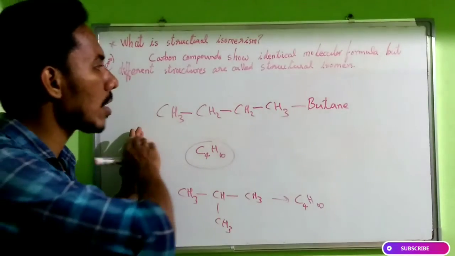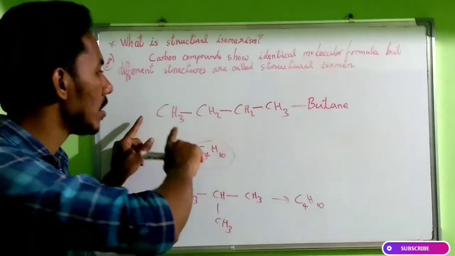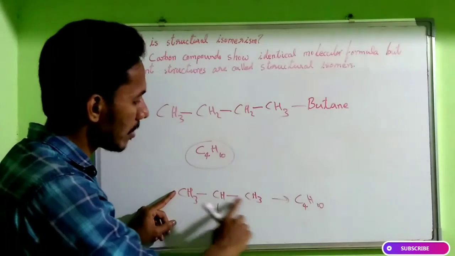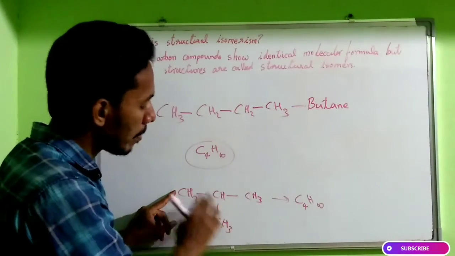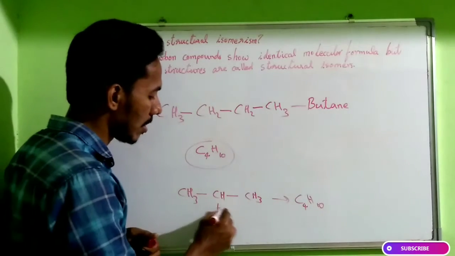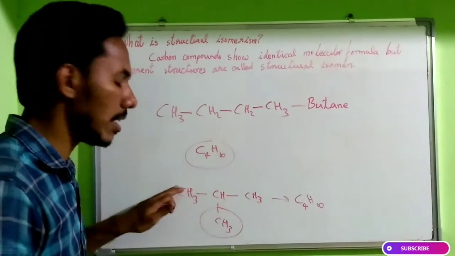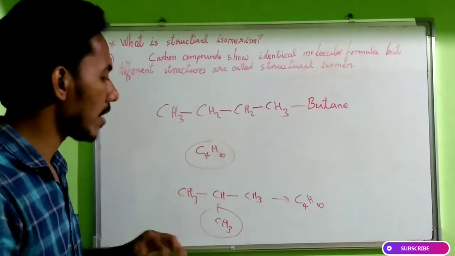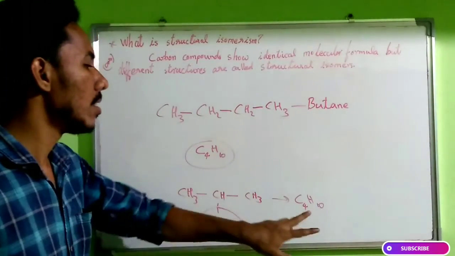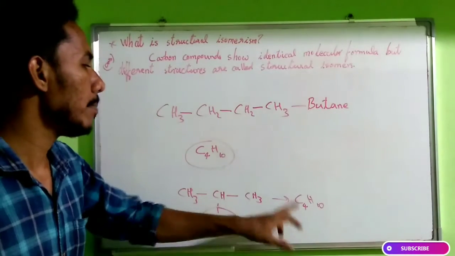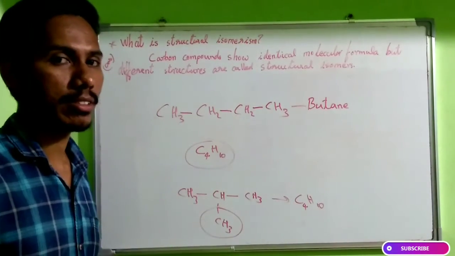Which is the longest chain? It is the longest chain, and it only forms this chain. It is a branch. It is a branch to this chain. This is another compound, but the molecular formula is the same as that of this.